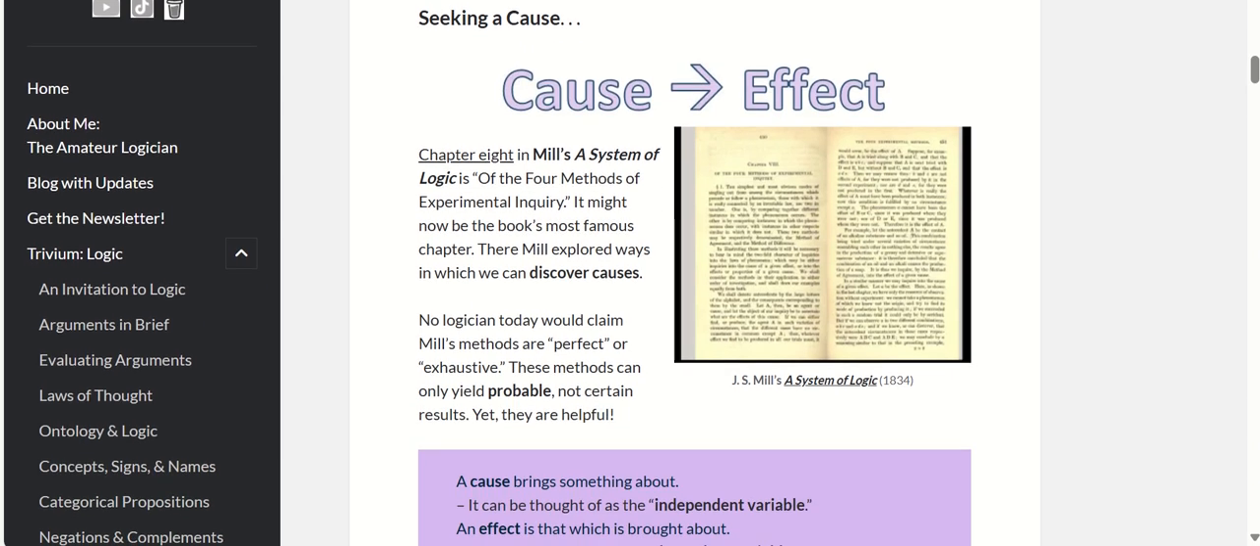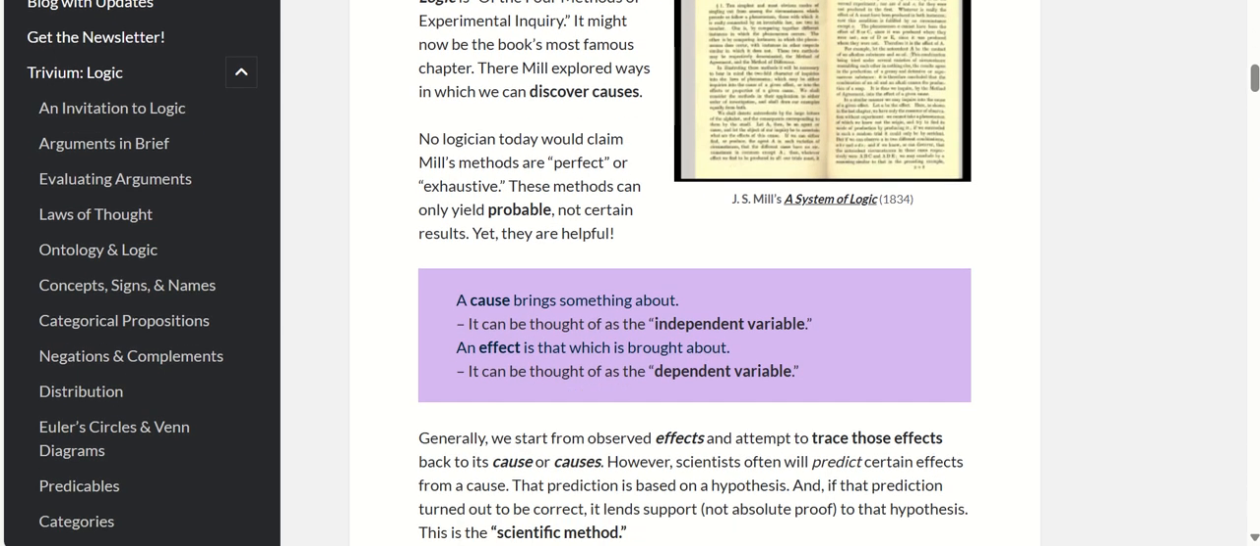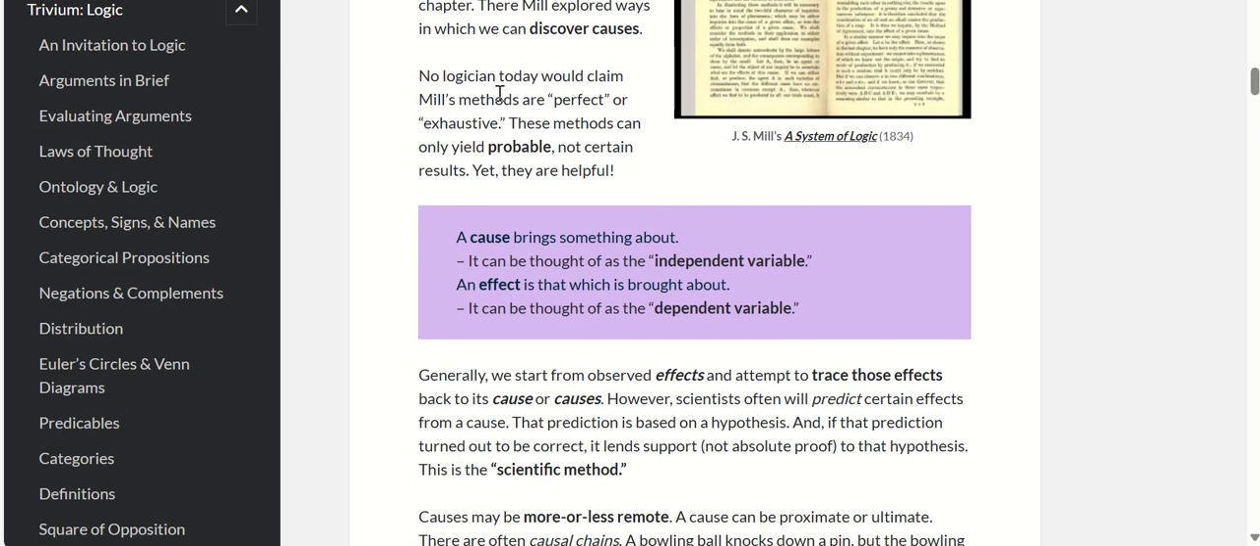Now, John Stuart Mill wrote a book called A System of Logic, and I linked to it so you can just read it online. And definitely the most famous chapter, I think, today would be chapter 8. And that deals with the methods we're going to talk about. He explored ways in which we can discover causes. And no logician today would claim Mill's methods are perfect or exhaustive. These methods can only yield probable, not certain results, but they're helpful.